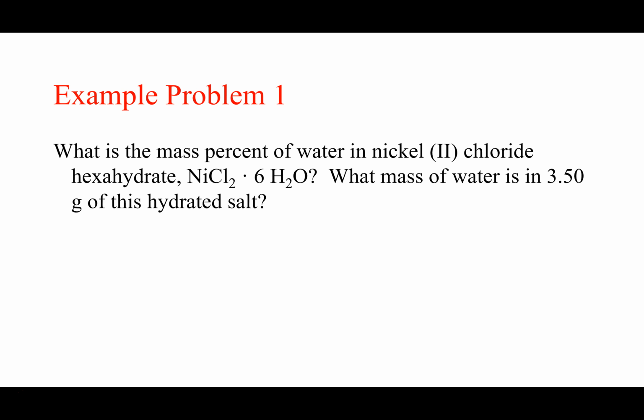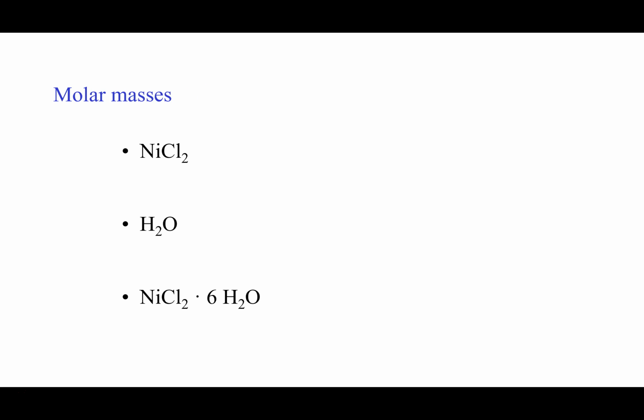Then actually we're going to use that to our advantage and then knock out how much water do we have if we have 3.50 grams of the hydrated salt. So in order to work this, to have it make sense, I'm going to go ahead and knock out 3 molar masses here. So the molar mass of the anhydrous salt, nickel(II) chloride, we take 1 times 58.69 for nickel, plus 2 times 35.45 for chlorine. And we're allowed 2 decimals, so you get 129.59 grams per mole for the anhydrous salt.